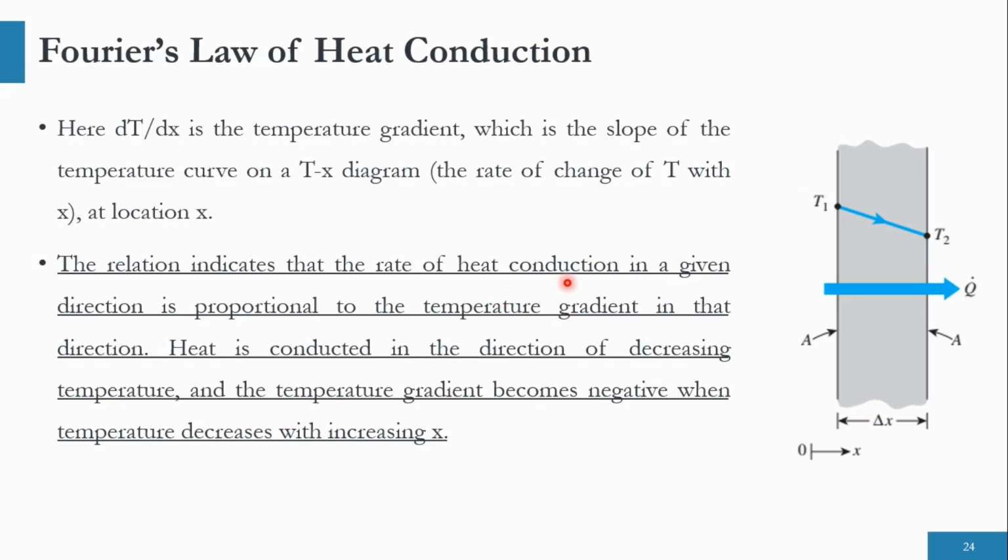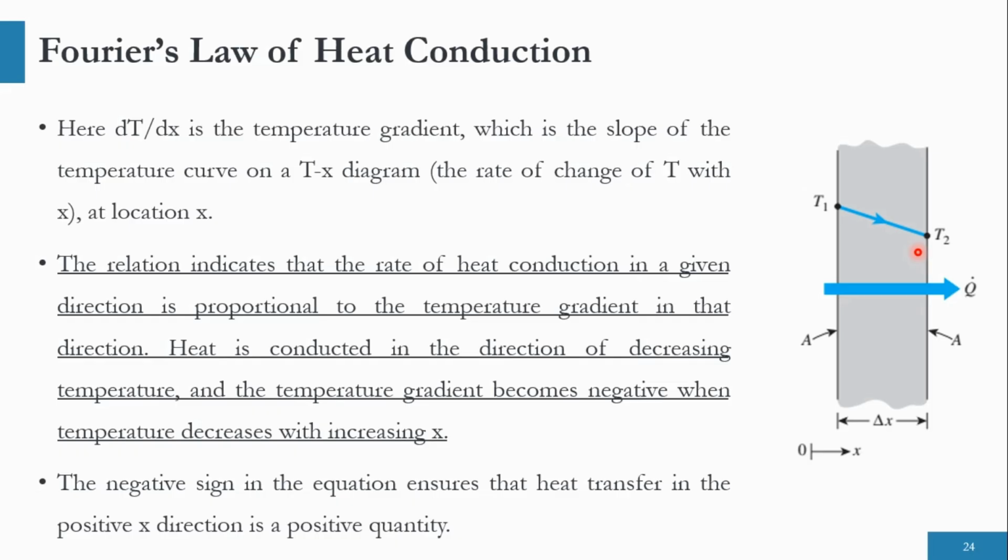Now the relation which I have shown you previously, that Q is equal to minus kA dT over dx, indicates that the rate of heat conduction in a given direction is proportional to the temperature gradient in that direction. Heat is conducted in the direction of decreasing temperature, we have already seen this, and the temperature gradient becomes negative when the temperature decreases with increasing x, because you can see the thickness is increasing but the temperature is decreasing. So the negative sign in that equation shows that the heat is transferring in the direction of increasing x. Overall, if you calculate Q, it will always be a positive quantity, but the negative sign is a representation of that.